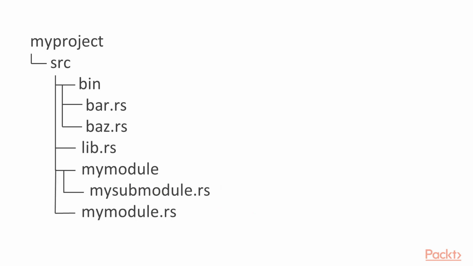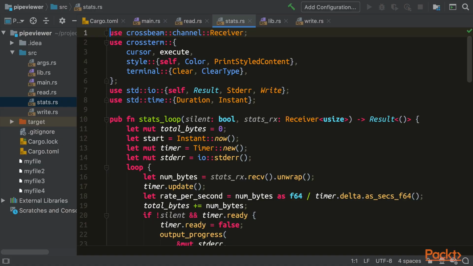So if we put it all together, a typical project might look like this. So let's recap. This project has two binaries, bar and baz. It has a library, it has a module called mymodule, and it has a submodule of mymodule called mysubmodule. We have no use for an extra binary in this project, and we've already made good use of library modules, so let's go demonstrate creating a library submodule.